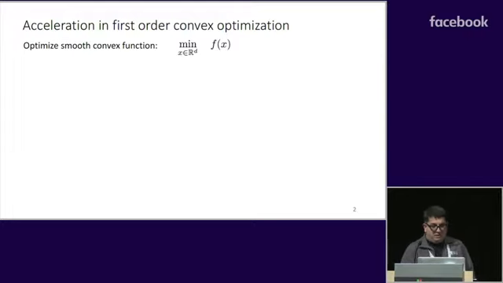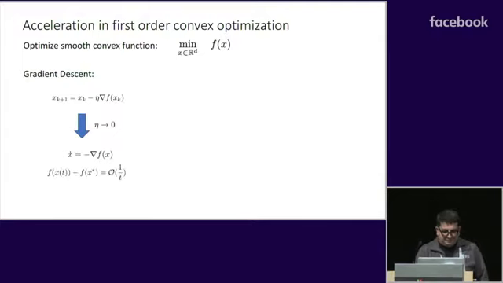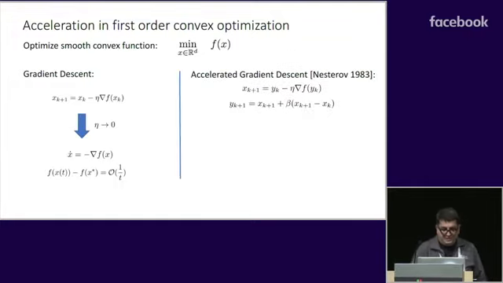If we want to optimize a smooth convex function, typically we take the gradient and take a step along the direction of the gradient. If we take the step size to 0, what we recover is the well-known gradient dynamics. And of course, as we saw in the previous talk, the convergence rate for a smooth convex function is 1 over t.